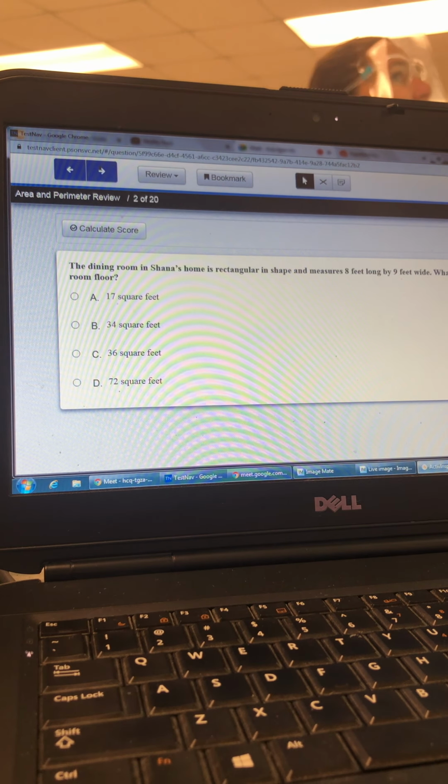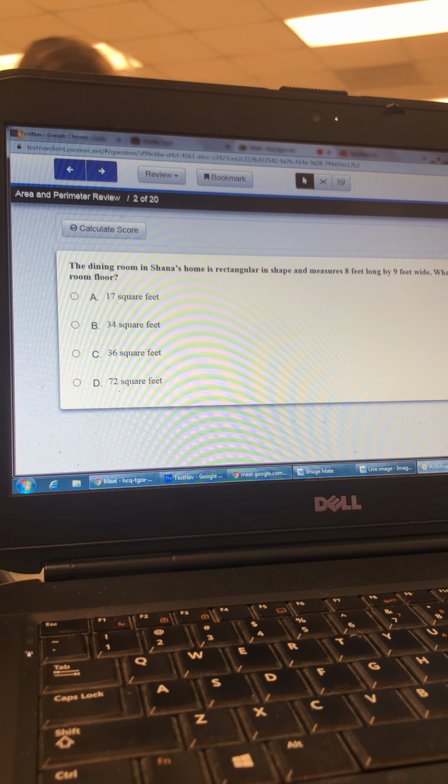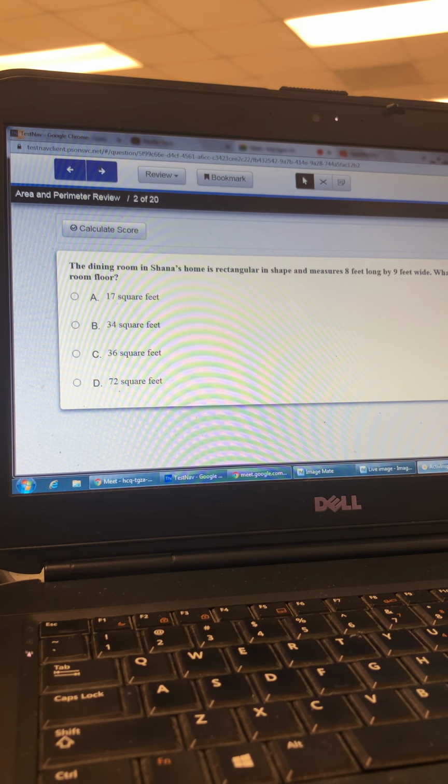Looking at number two. Everybody should be working on number two. Let me read it. The dining room in Shanna's home is rectangular in shape. It measures 8 feet long by 9 feet wide. What is the area of the dining room floor?